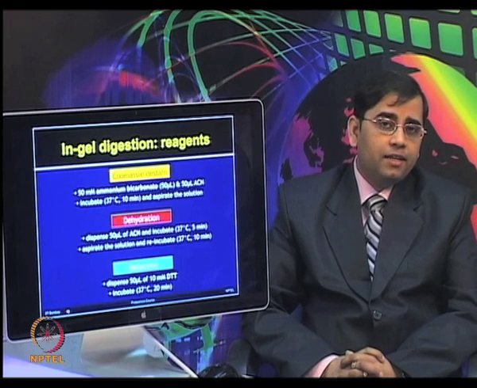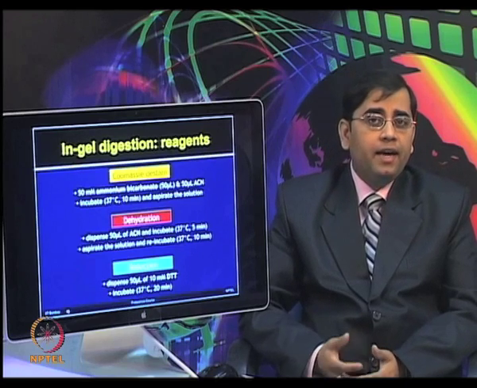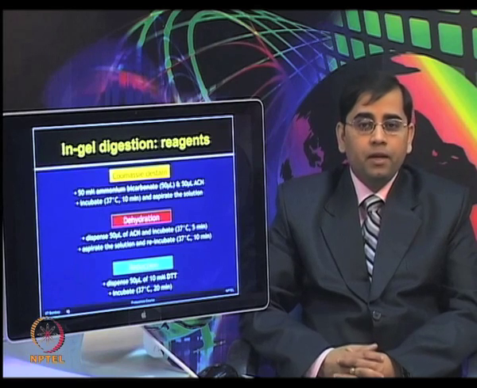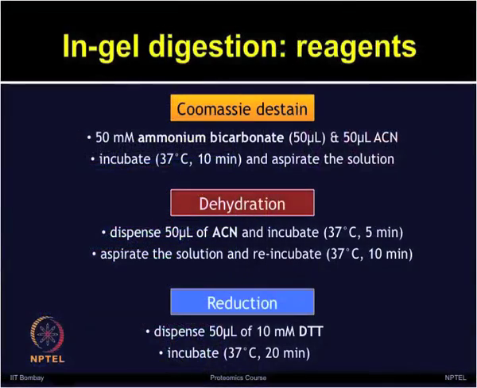Once the de-staining step is performed, then we need to dehydrate the gel pieces, which can be done by addition of acetonitrile. After this incubation is done, then you are ready for performing the reduction step. Now, why is the reduction step required? After the stain removal, the next steps include reduction as well as alkylation of protein residues, so that you can denature the protein into its primary structure.